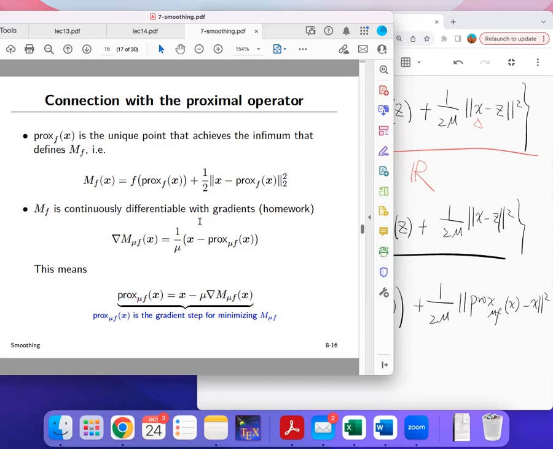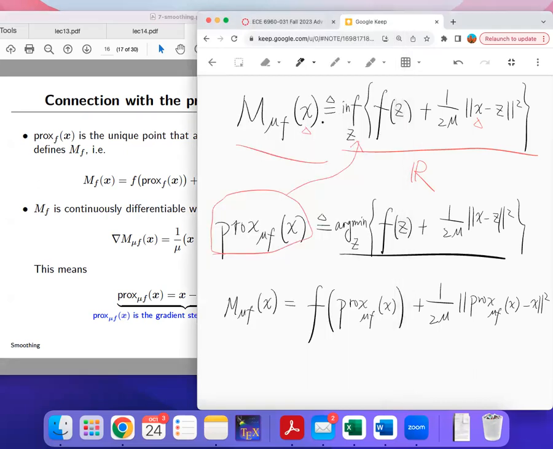Therefore, these two are highly related to each other. The proximal mapping talks about the minimizer. The Moreau envelope talks about the infimum function value that it achieves.